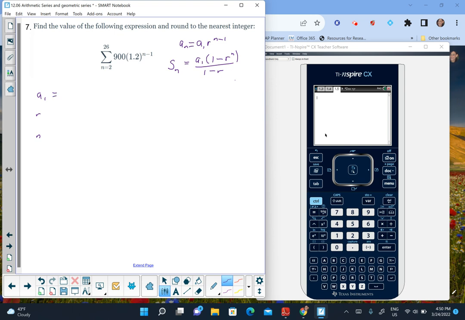So a sub 1 is the first term, and we notice something a little bit different about this problem compared to the prior one we did, number 6, that we're not starting with a lower bound of 1, instead 2. So you really do need to find that first term, and the best way of doing it is replacing the n with a 2. So you would get 900 times 1.2 raised to the 2 minus 1. That's 900 times 1.2.